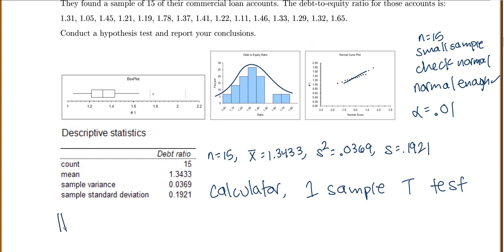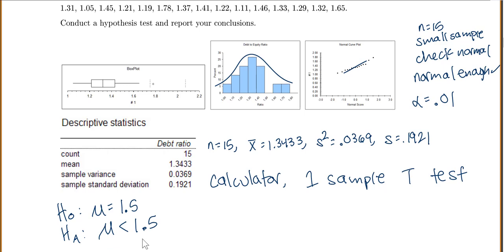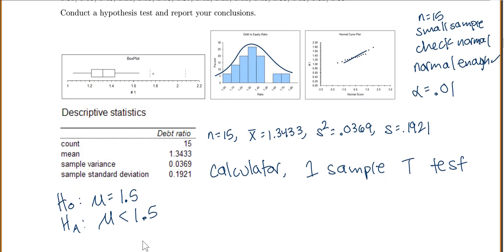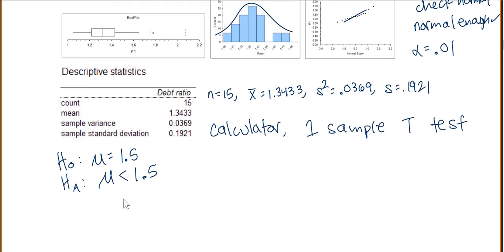So when I set up my hypotheses, because calculators can't do that for you, the null hypothesis would be that my mean equals 1.5. You'll notice that the null is always an equal sign. My alternative, I'm interested in knowing if my mean is less than 1.5. So again, the null is always going to be an equals to, and the alternative is kind of what you're hoping to prove. And we're kind of hoping to show that our mean is less than 1.5. So those are our hypotheses.